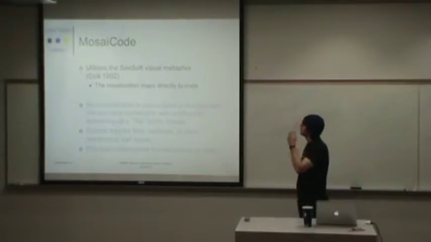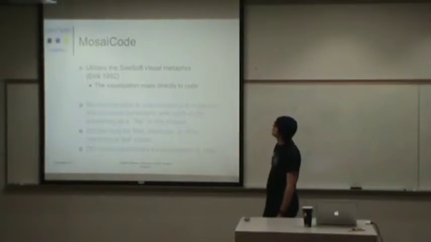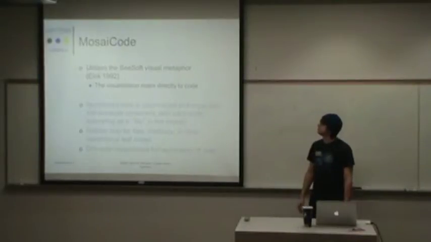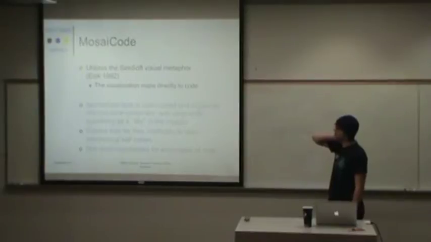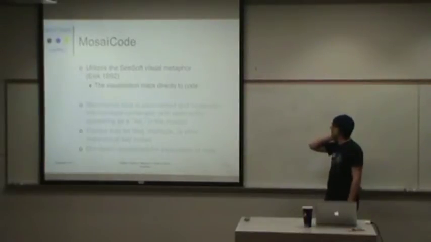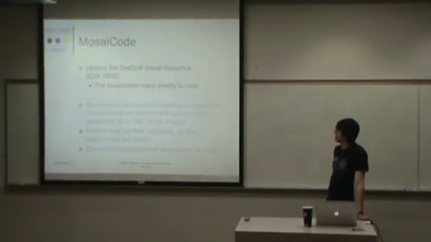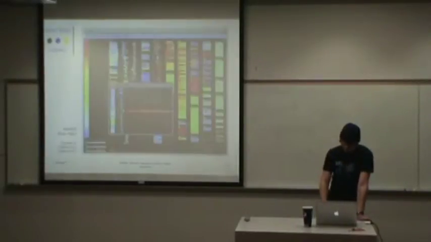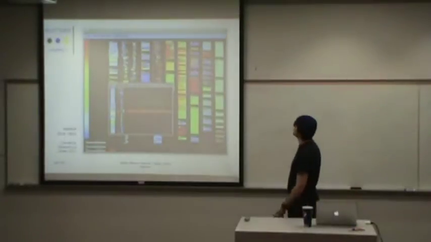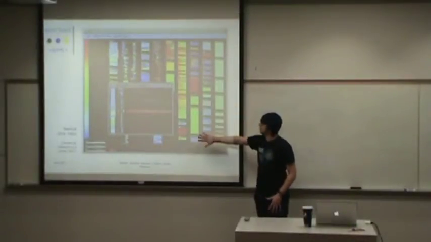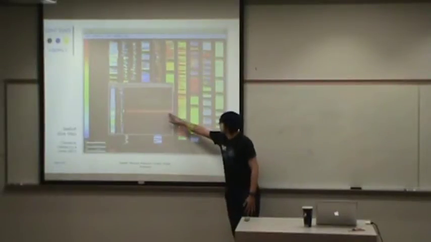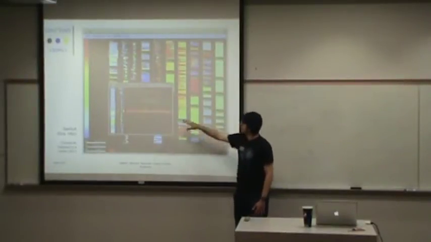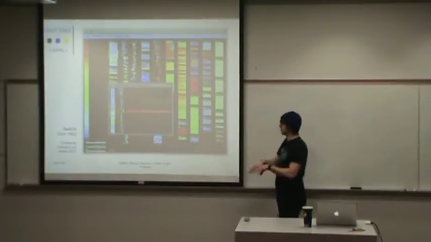A little bit of backstory: the SeeSoft visual metaphor is what we're drawing from, from Stephen Eick's paper in 1992. He developed this thing. It didn't really go anywhere, I don't think, because as far as I know, you can't really get SeeSoft. But this is what it looks like. The idea is that this is the entire software system, and each line is mapped to actual code. You can go down and see the code itself.